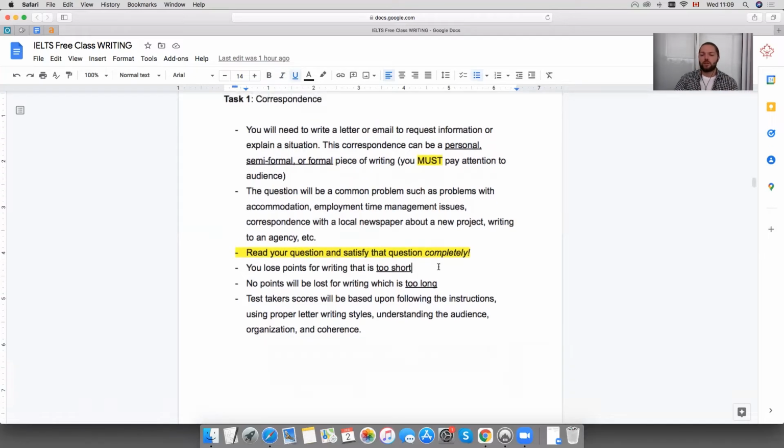Your scores are going to be based upon, of course, following the instructions, using the proper style of writing, understanding who you're talking to, your audience, your organization and coherence, just like every other part of the IELTS test. The ways that we're being graded for our writing here should not be a surprise for us. These are the ways that we have been graded ever since high school for our writing. There's nothing here that is particularly difficult. We just need to follow the rules.